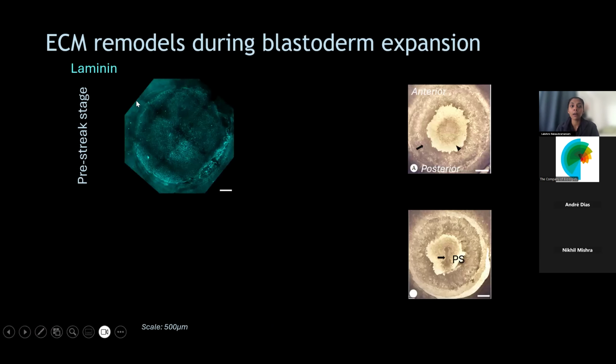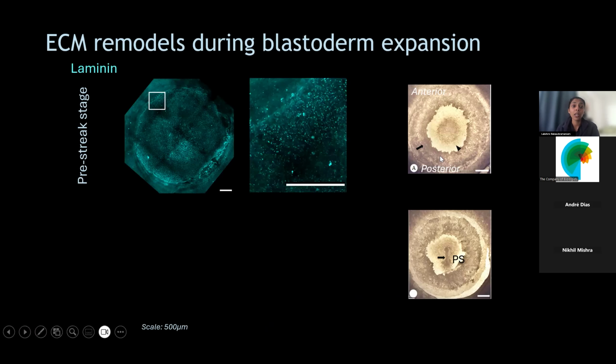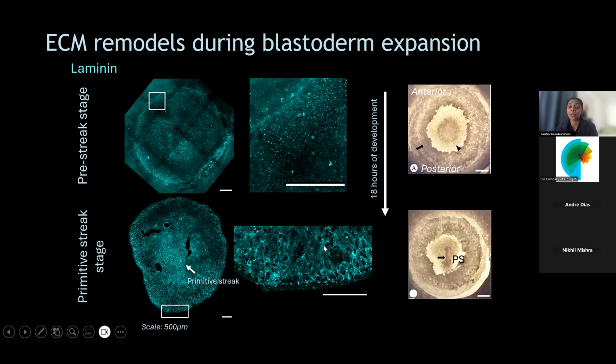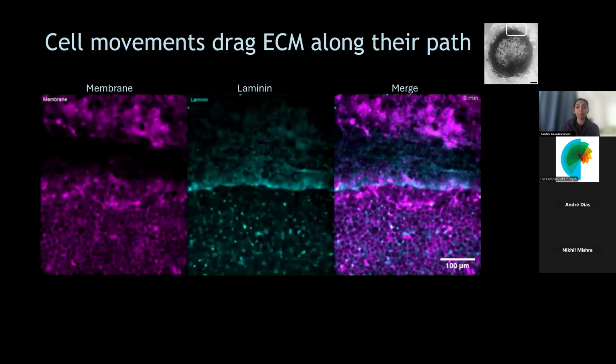So these are the top panel, you have the pre-streak stage embryo. And when we look specifically at the edge, you see ECM, or laminin in this instance, being present as dotted puncta. And once the streak emerges, we see a more fibrous network emerging on the edge. So I wondered if it's the cell movement or the blastoderm expansion guided cell movement which remodels this ECM, because now the ECM is not at the bottom surface, but it indeed is on the top surface.